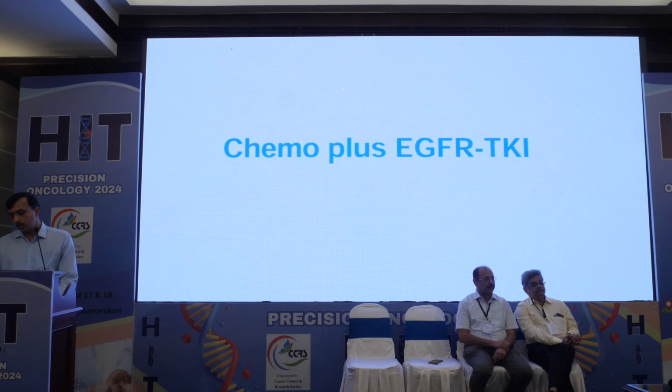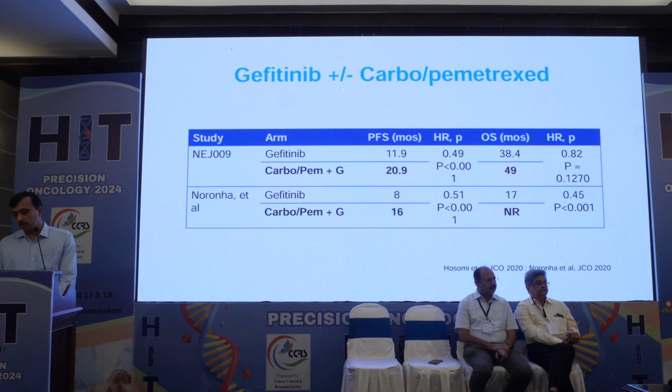So then chemo plus EGFR TKI. That is where the NEJ009 group and then a Japanese trial both came simultaneously in 2020 in JCO. It showed that at that time the standard of care in the trial was gefitinib. So they added gefitinib to carboplatin. It showed that the PFS improvement was there. It was very dramatic, but it was there. The overall survival was also significant.